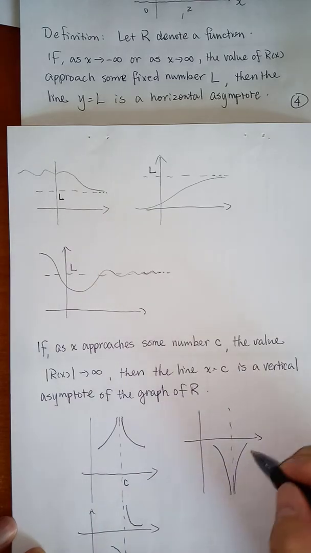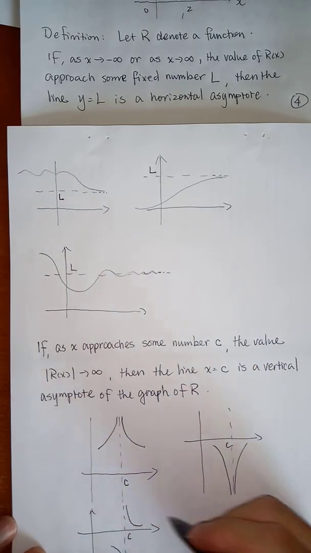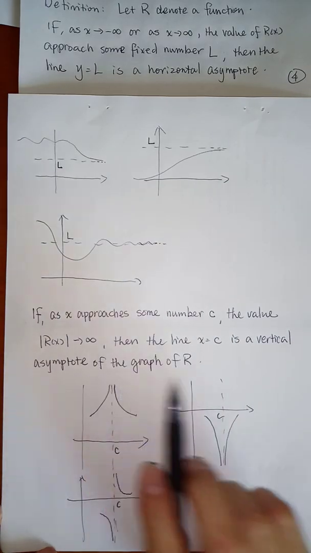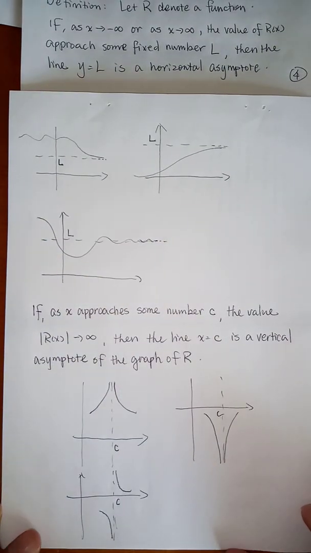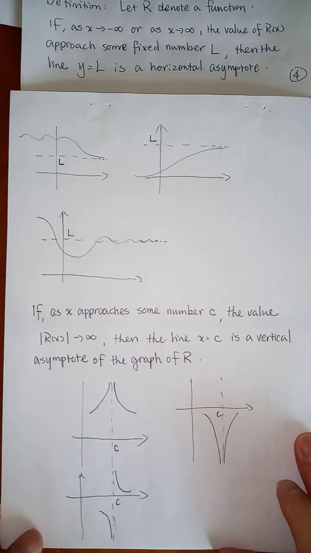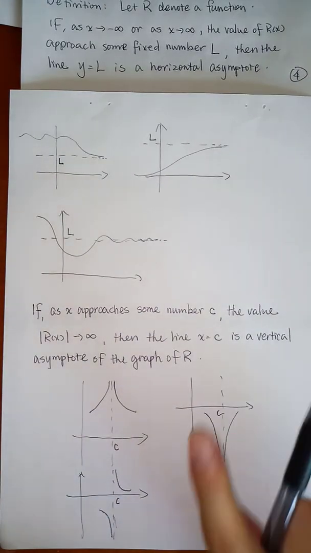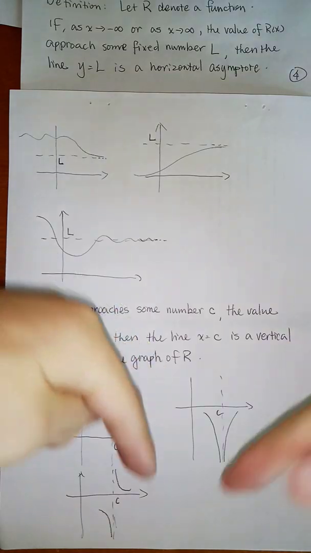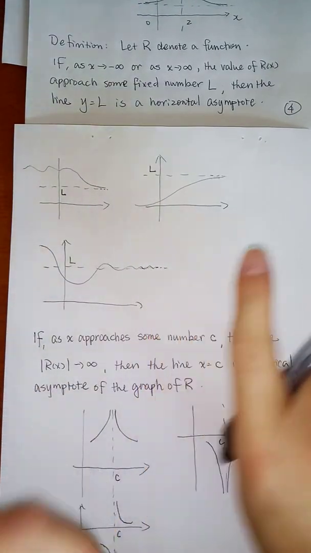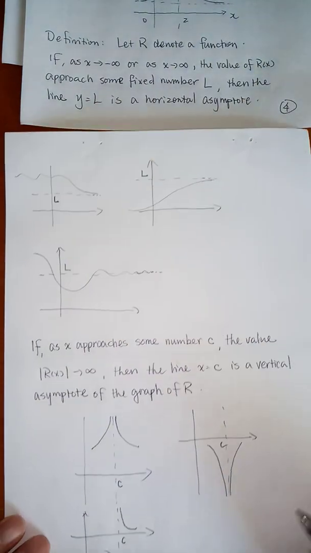So either works. Whenever you see the graph is one of them, this vertical line x equal to c is called a vertical asymptote for the graph of R. Okay, it's not always positive or always negative. It could be one is positive, one is negative. Okay, that's allowed.